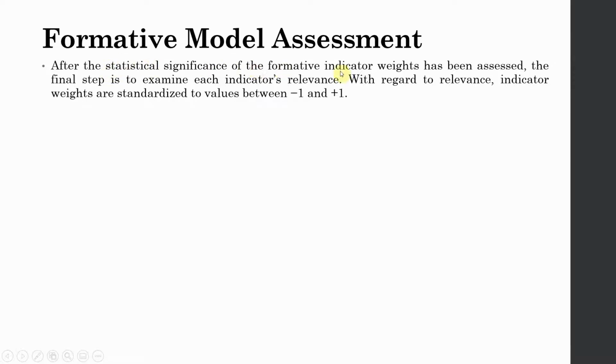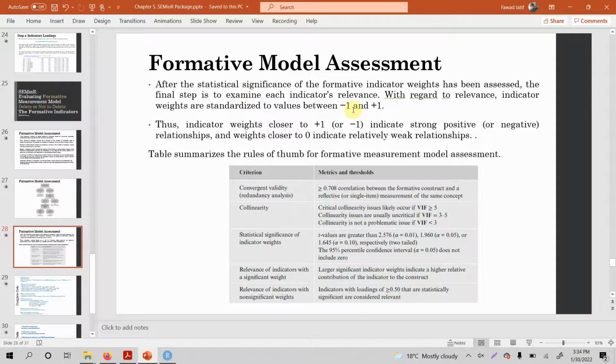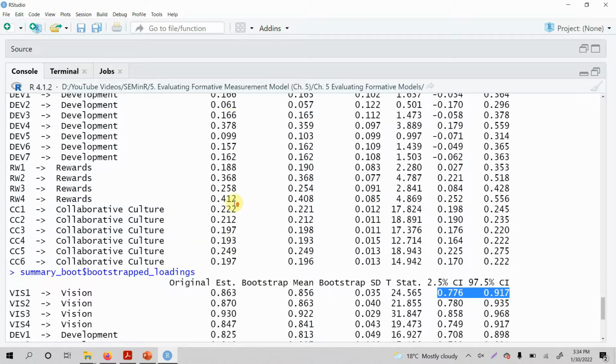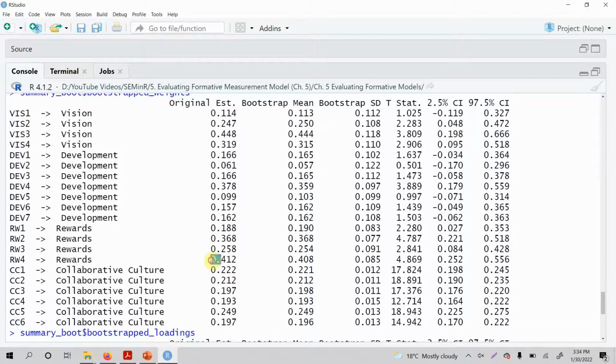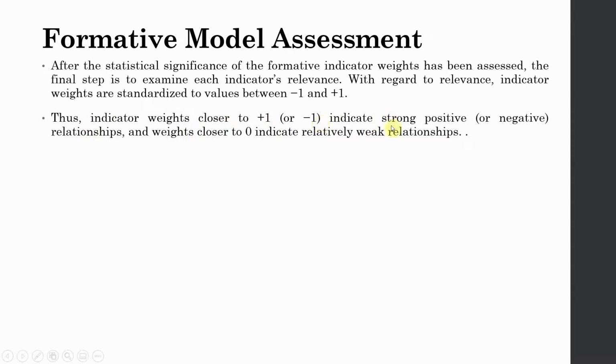Now, after statistical significance of formative indicator weights has been assessed, the final step is to examine each indicator's relevance. With regard to relevance, indicators' weights are standardized to values between -1 and +1. So where is your relevance? Your relevance is here, this is your relevance from bootstrap weights. Now look at this. This looks really relevant in the case of rewards. This is good enough. The closer to 1, the higher the relevance. The closer to 0, the lower the relevance. Let's move on. Indicator weights closer to 1 or -1 indicate a strong positive or negative relationship, and weights closer to 0 indicate a relatively weak relationship.